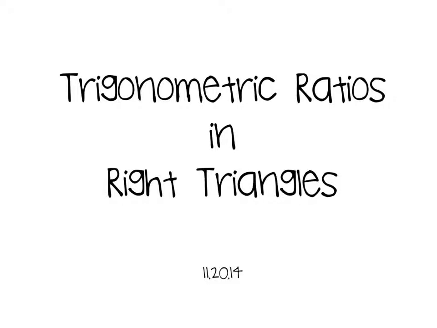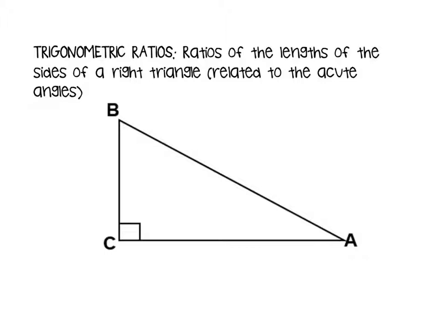Today we're looking at trigonometric ratios in right triangles. We're going to start out with the very basic, very simple ratios. Trigonometric ratios are ratios of the lengths of the sides of a right triangle related to the acute angles.